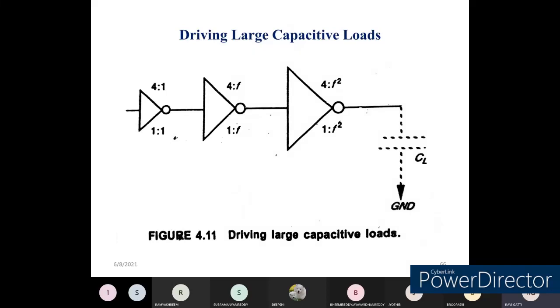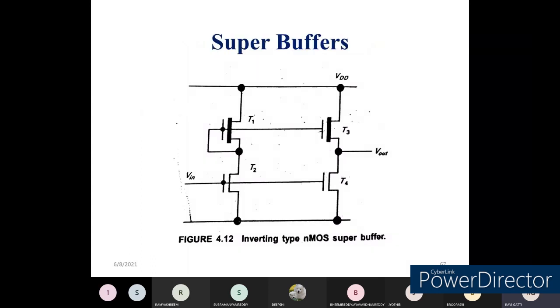When driving a larger capacitive load, we understood that the channel length and width will play an important role, along with the capacitance we are going to use for the storage of the capacitor. With that, there is one more type of buffer. We are going to call it a super buffer.